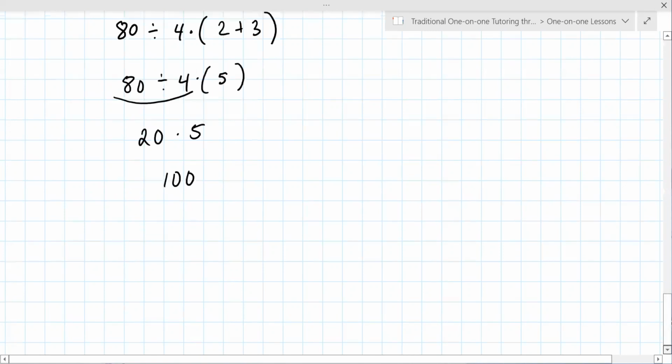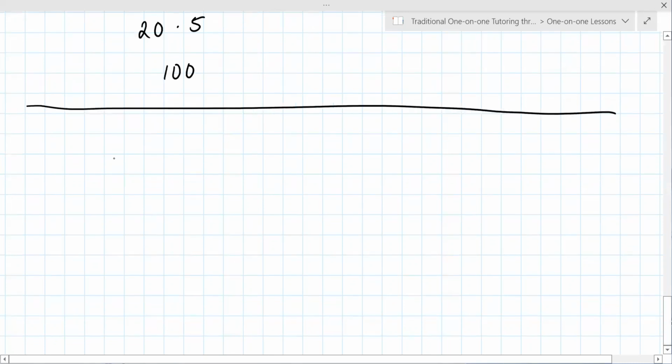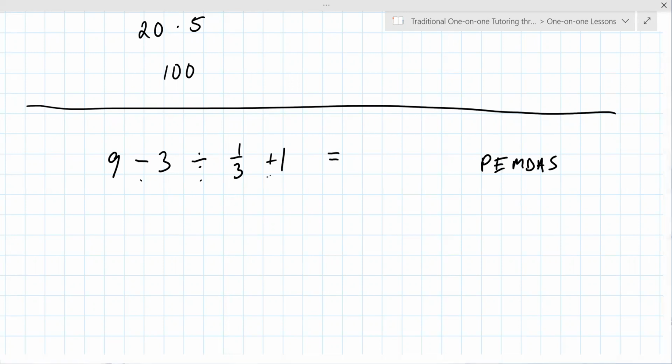Okay, so I've got another one here for you to look at. 9 minus 3 divided by 1/3 plus 1 equals what? To do this, again, you have to use order of operations. Which operation in the list comes first? You've got subtraction, division, and addition. Which one do you do first? First you should do addition. No. You're going left to right.